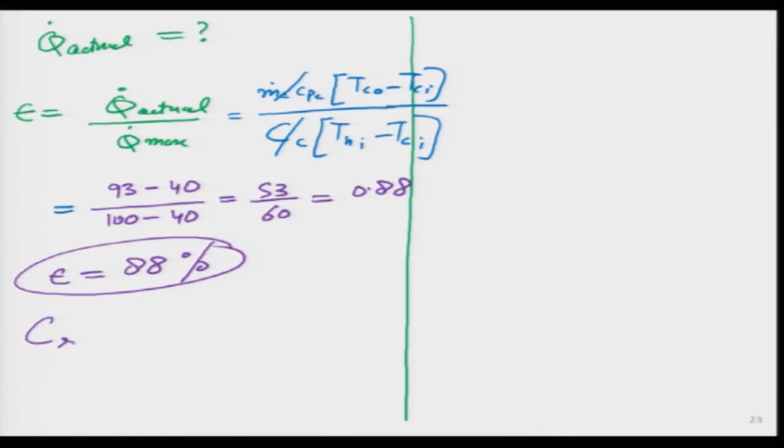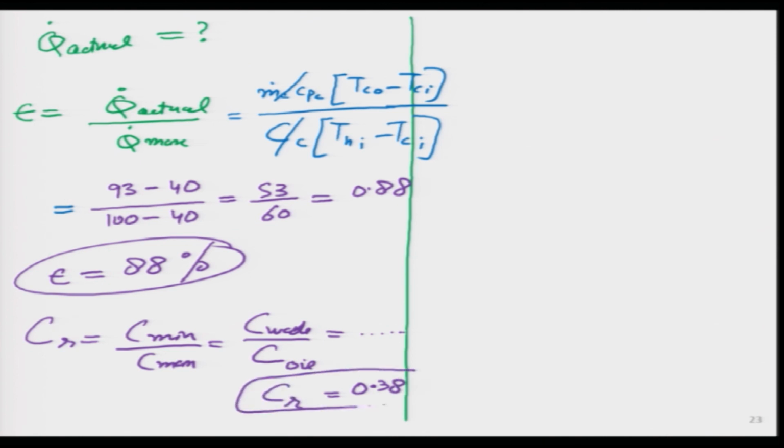We can also calculate the value of C_R, which is C_min by C_max, which is C of water divided by capital C. This exercise I will leave to the student, but I will present the final answer, which turns out to be 0.38. Now, I have epsilon at 88%, C_R is 0.38. All I need to do is figure out the value of NTU. How do I do that?